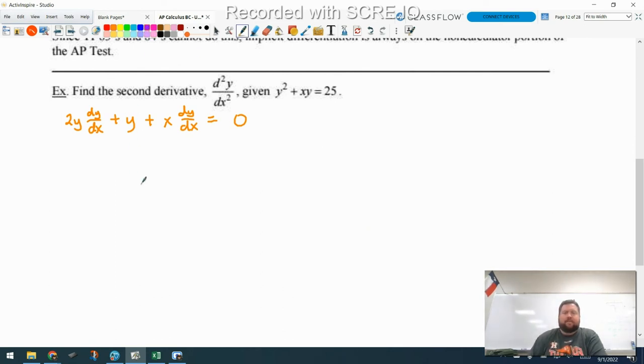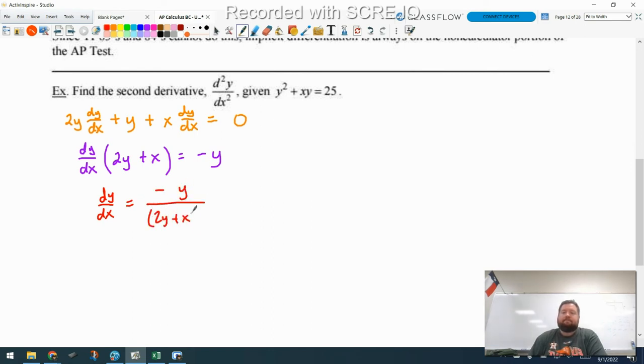Okay, so I'm going to do a couple steps at the same time because we do have to do a second derivative, so I'm going to kind of condense my work a bit here. So I know I'm going to need to factor out my dy over dx, and that'll leave me with a 2y and a plus x. Then I also know I need to move the term that did not have a dy over dx to the other side, so that's going to be a negative y. So now I can divide, and I have my first derivative. Negative y over 2y plus x.